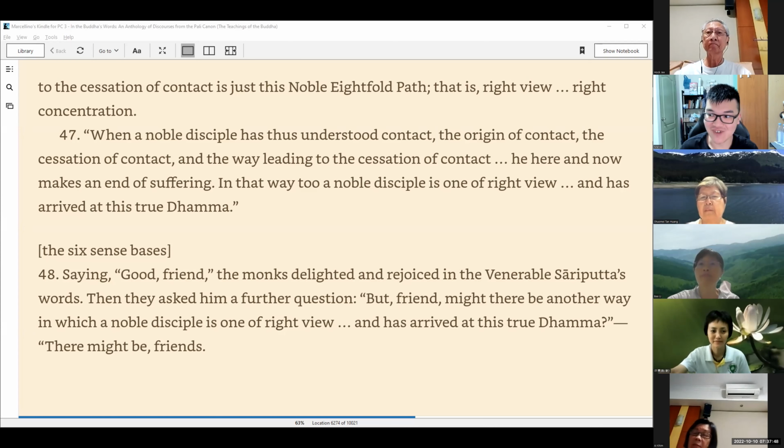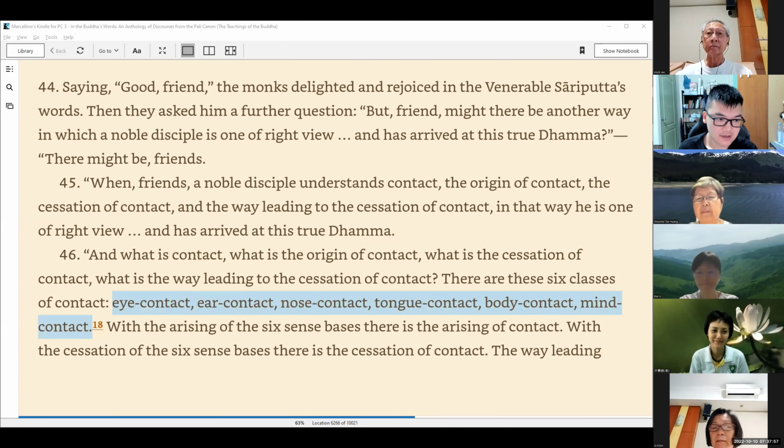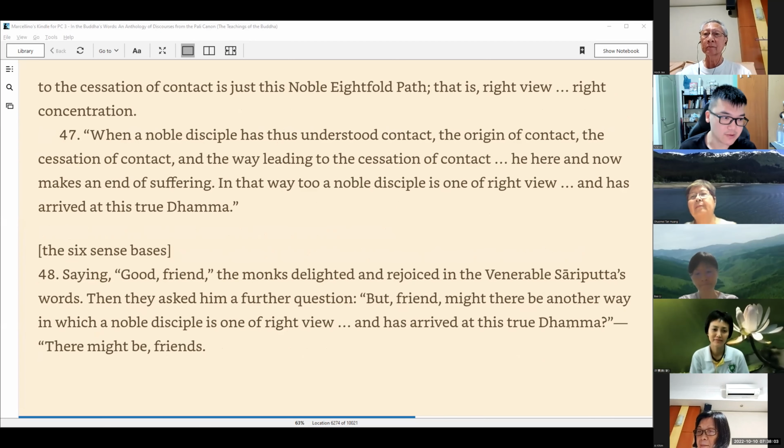Let's try to finish right view by today. Yesterday we read about contact, eye contact, ear contact, all the way to mind contact. Today we will continue with the sixth sense basis.